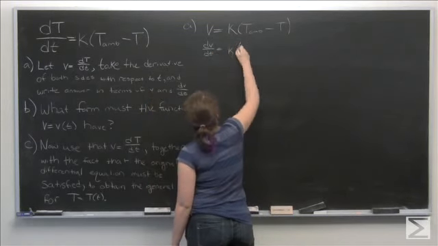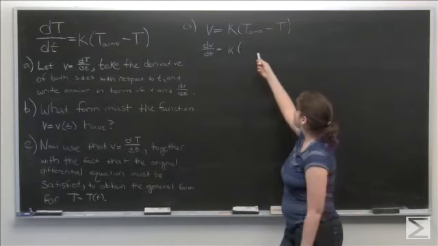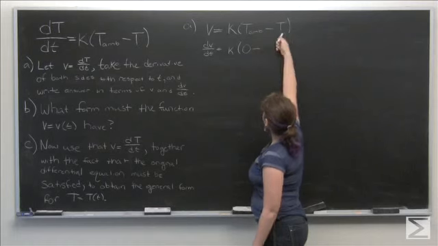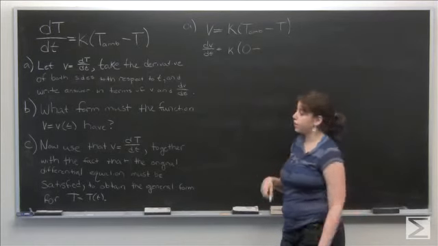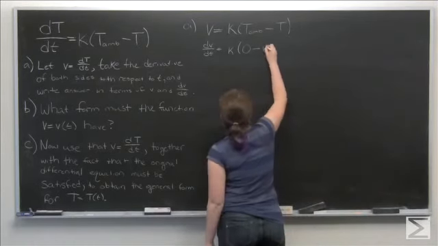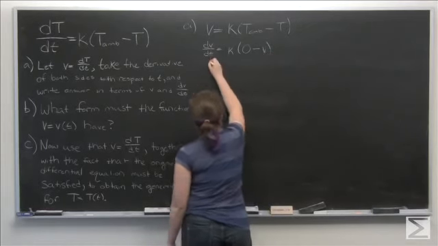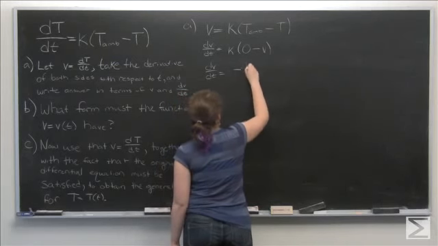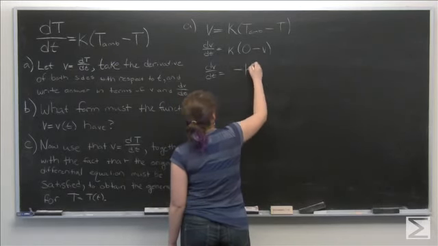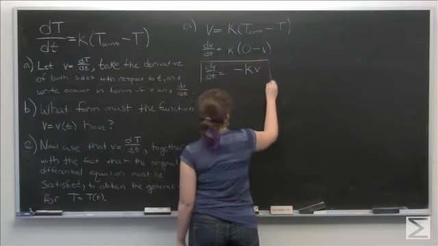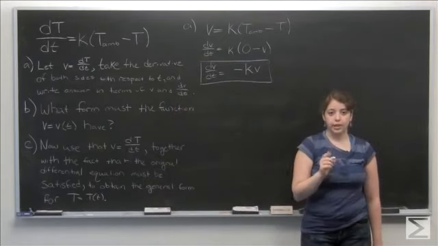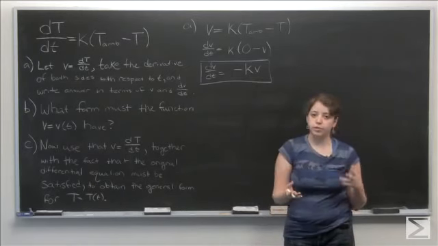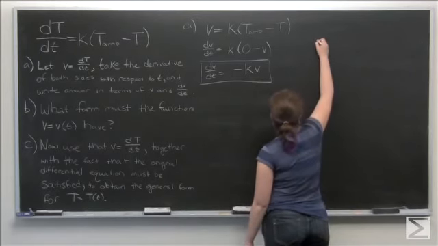K times, because it's constant, T ambient, we said that's a constant, so that's 0, minus the derivative of T, which is dT/dt, or V. So dV/dt is equal to negative KV. Don't forget about that negative sign. Bam. So that's A.